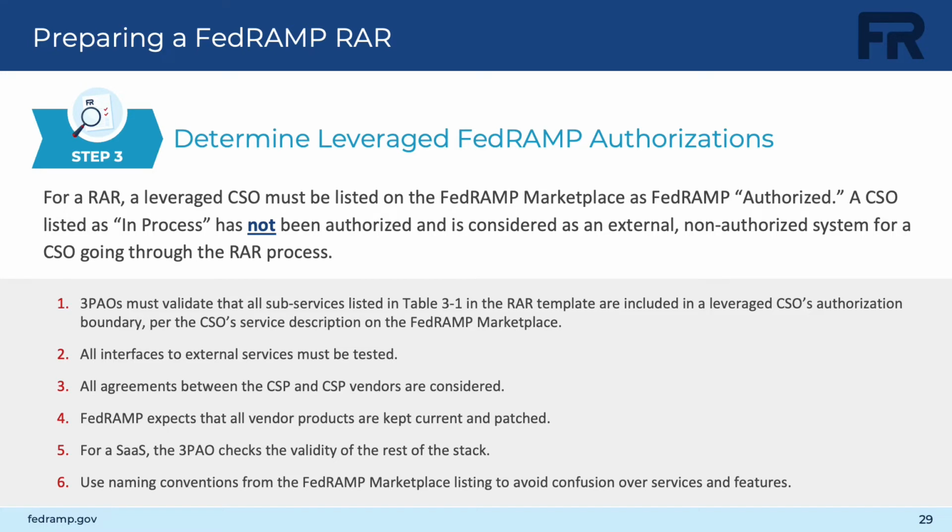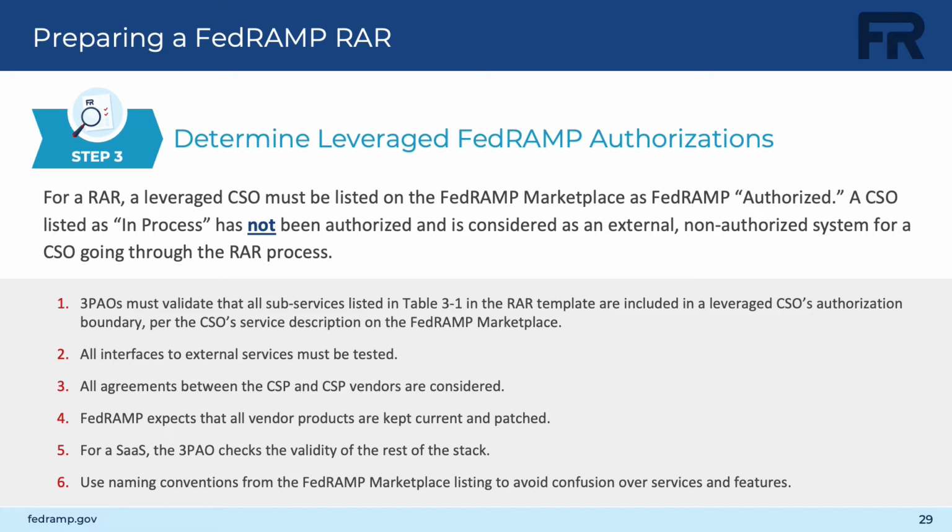A FedRAMP authorized CSO has submitted a full assessment package that has been accepted by the JAB or approved by the PMO. If a CSO is listed as in process on the FedRAMP marketplace, it has not been authorized and is considered as an external, non-authorized system for a CSO going through the RAR process.